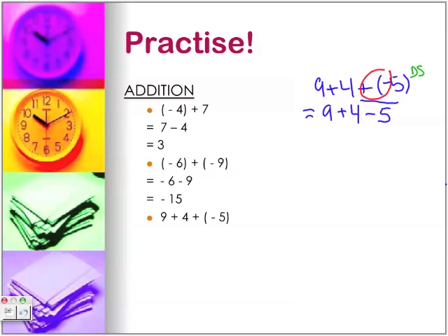9 plus 4 is 13. Do you know why we focused on 9 plus 4 first? The order that comes first. 13. So you guys all know how to do that. 13 minus 5? 8.